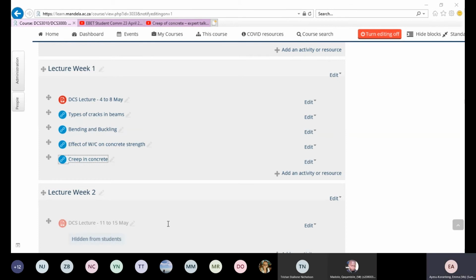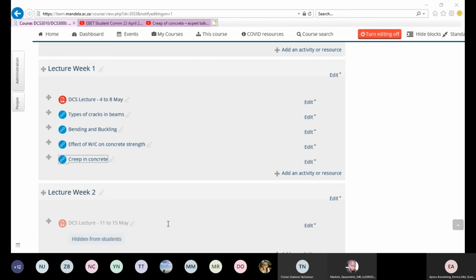Right, moving forward. So creep and elastic deformation are load dependent. Now we're going to have a look at load independent, which means that we're looking at deformation whereby no load is involved. Dry shrinkage is one of them.